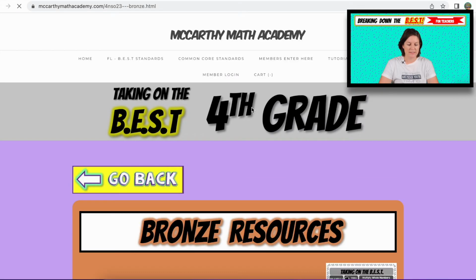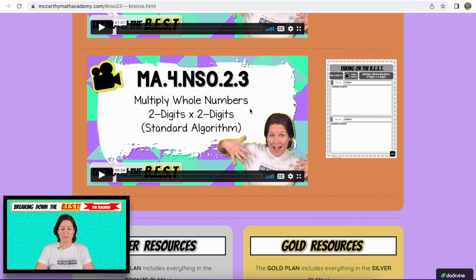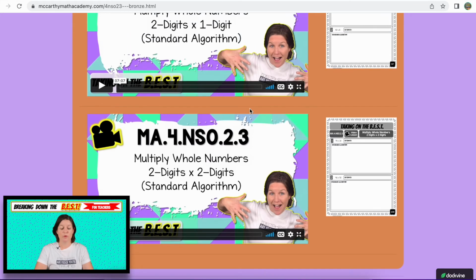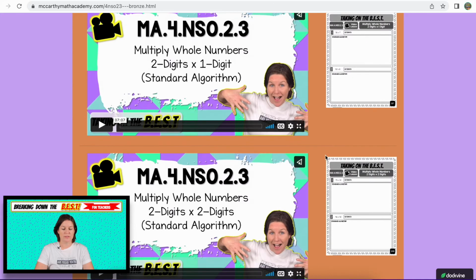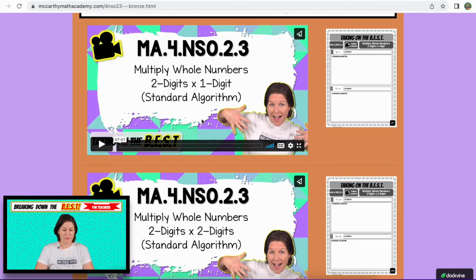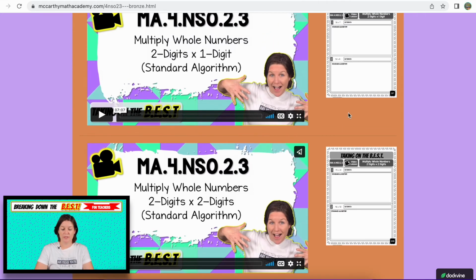If we click that, here are the bronze resources that you have available if you have a bronze membership, a silver membership, or a gold membership. There's 2 video lessons for the bronze resources, and there's 2 printable student guides. So this one is 2 digits times 1 digit using standard algorithm. And this one is 2 digits times 2 digits using standard algorithm. That's what it calls for here.